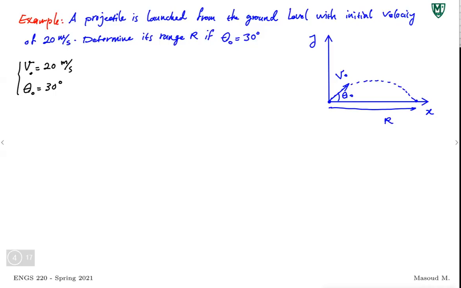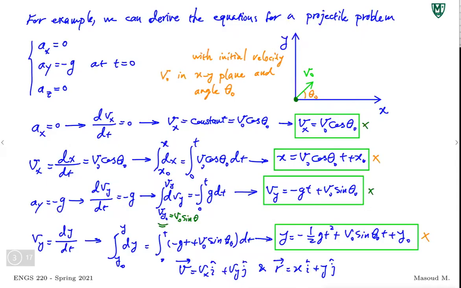All right, let's see. We're asked to find this range R, right? Go back to the equations we have. Which one is going to give us the range here? So we have components for velocity. Well, not really, it's the range we want. And we have components for X and Y, right?